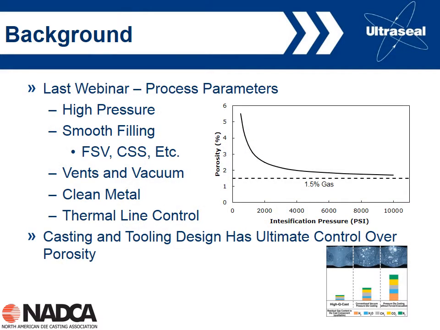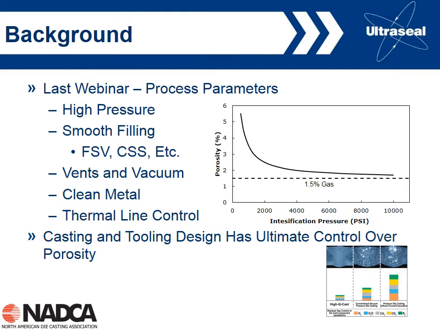And if we do this, it'll help us to troubleshoot problems better when we're looking at issues related to porosity. So in the last webinar, we talked about process parameters, such as some of the things shown here. And what we saw is that we do have some level of control over the formation and the location of the porosity, but ultimately it's going to be the part design and the tool design that's going to have the ultimate control over the formation of porosity.